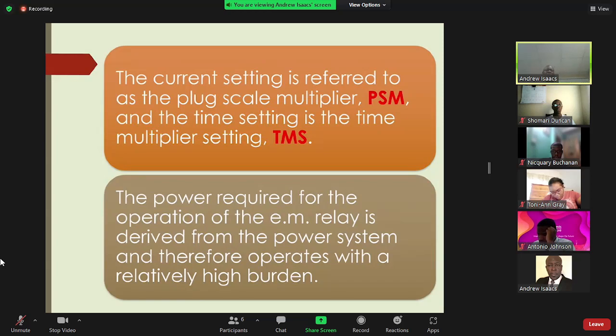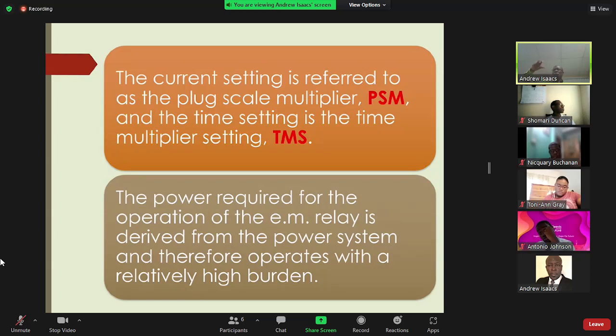All right? For the electromechanical, based on the design parameters, we can derive empirically what the curves will be. For your static, the question is, how do we represent the mathematical formulae that I showed you earlier? So the current setting for your relay is known as the plug scale multiplier. So that's one way of referring to it.